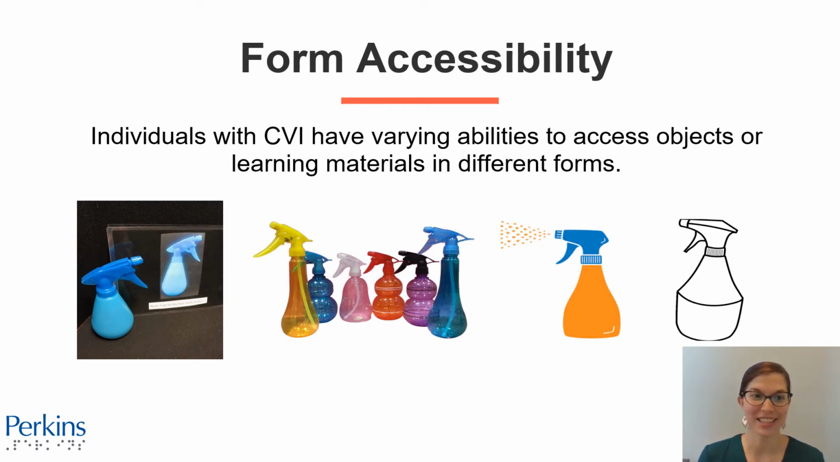On this slide, you'll see a spray cleaning bottle in all different forms, from realistic to more abstract. Initially on the left, you'll see a 3D spray bottle, then a clear photograph of that exact same item, and lots of other different spray bottles, clear images. And then we move to more abstract. So we have a colored abstract version of the spray bottle and a black and white version of the spray bottle. And for our students with CVI, some versions of the spray bottle are going to be more visually accessible to them versus others. And usually it's those realistic versions that are more accessible than the abstract versions.